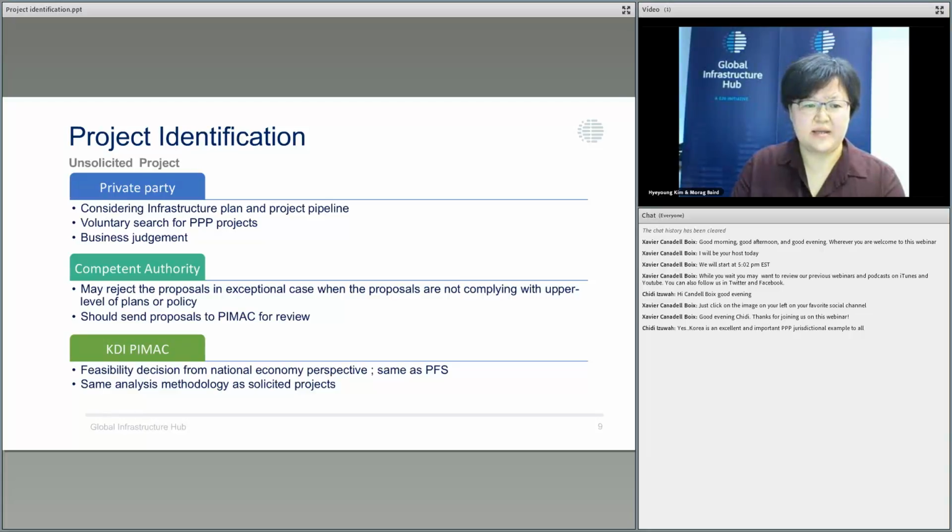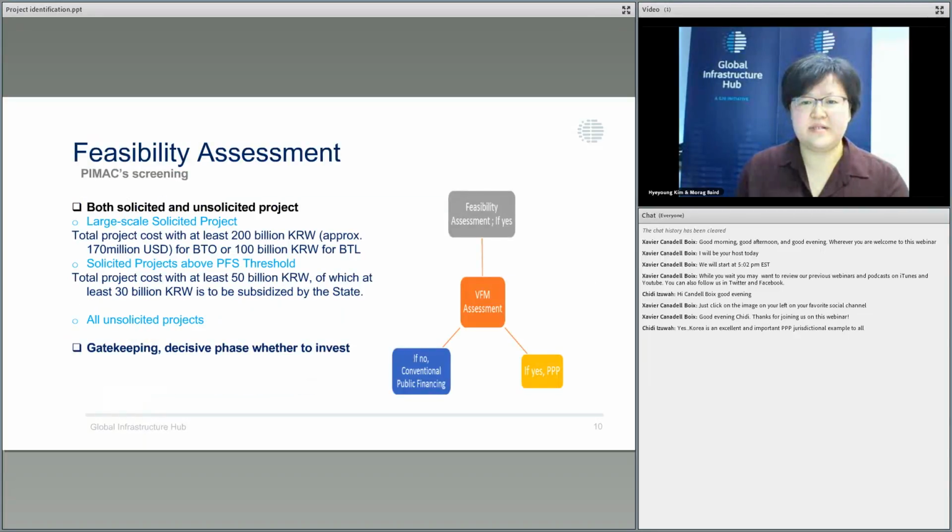And KDI PIMAC use the same standard as a solicited project and also the same feasibility assessment as a public financing project. I'll go to the feasibility assessment. This stage is a very important and decisive phase because PIMAC screens the project from the national economy view, and only a project which passes through the feasibility assessment then goes to VFM assessment.